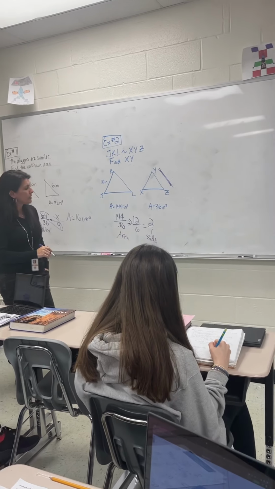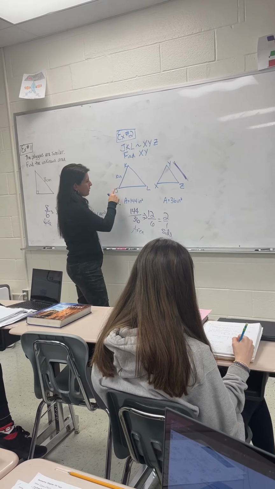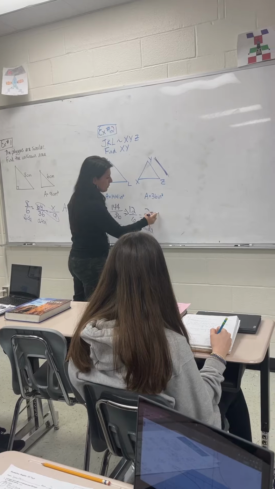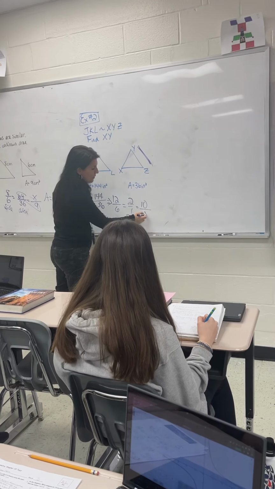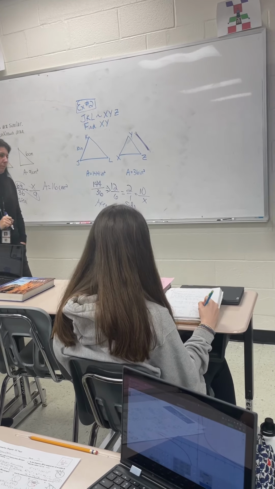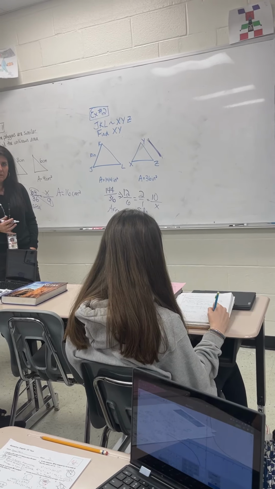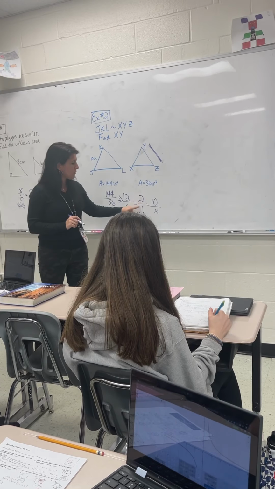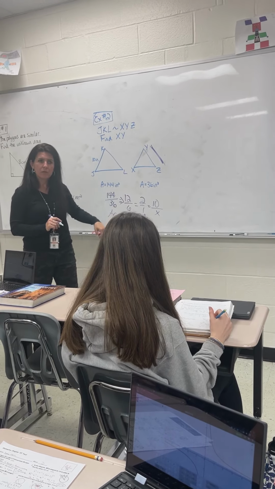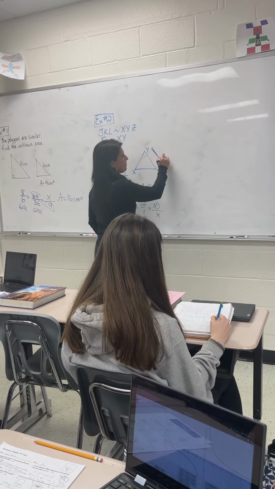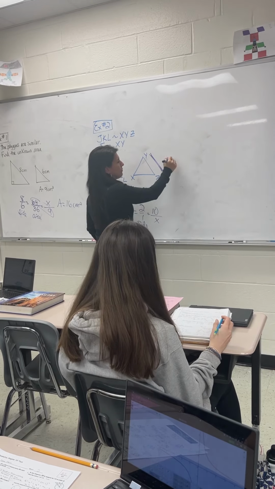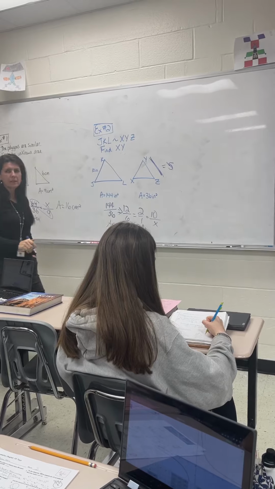So if we're asked to find XY, we're going to put 10 in for my bigger number and figure out what that other number is going to be. So what would that be? What's x? 10 times 1 divided by 2. It's 5. That makes sense? Yep.